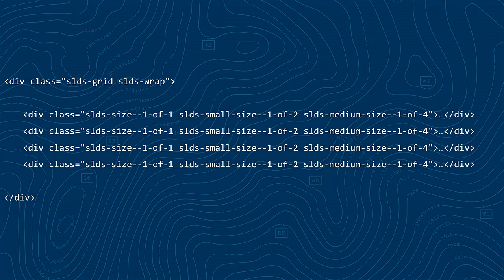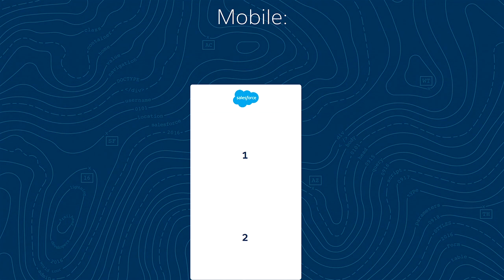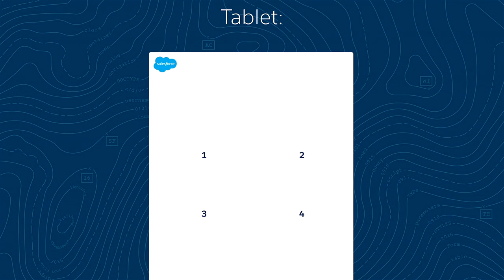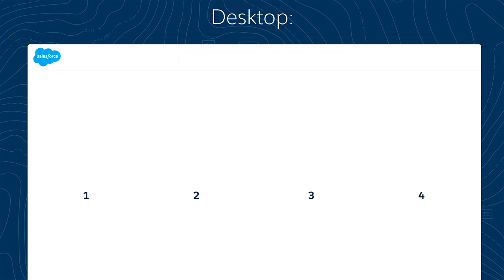All 4 grid items have the responsive sizing classes applied. Since we want the grid items to wrap, we've added the SLDS wrap class to the grid container. And they will now wrap when their widths exceed the available container area, so depending on what they need at the viewport. So here's the base or default view. It'll be the one column stacked. And the small view will be a 2 grid layout. It'll wrap after 2 columns and just keep wrapping. And then the medium or larger view will create a 4 column layout, no matter how large it gets.